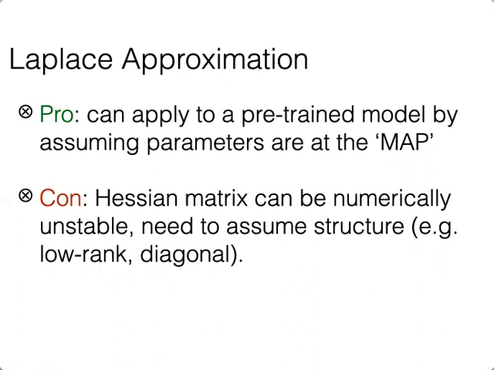The big con with the Laplace approximation is the Hessian matrix can be numerically unstable, and we often need to assume some sort of structure to make it tractable. In general, we'd be inverting a matrix that's number of parameters by number of parameters, which is just way too big. So we need to assume low rank or block structure, and sometimes we even need to assume it's a diagonal matrix. Right, so essentially making a mean field assumption within the Laplace approximation.